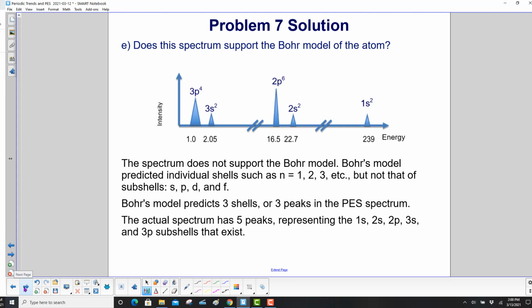Does this spectrum support the Bohr model of the atom? It does not. Bohr's model predicted individual shells, n equals 1, 2, 3, 4, etc., but not the subshells. So Bohr's model would predict 3 shells, or 3 peaks, in the PES spectrum. The actual spectrum has 5 peaks, 1, 2, 3, 4, 5, representing the 1s, 2s, 2p, 3s, and 3p subshells that exist.